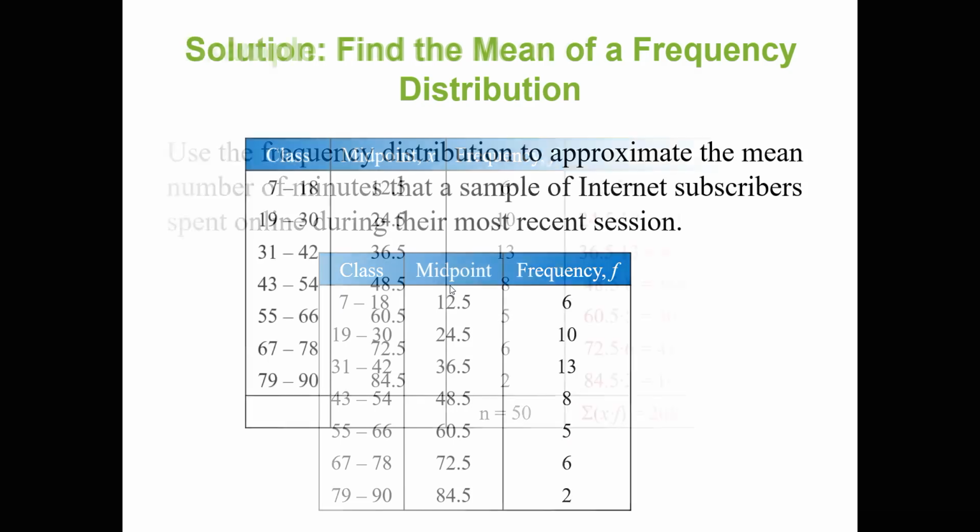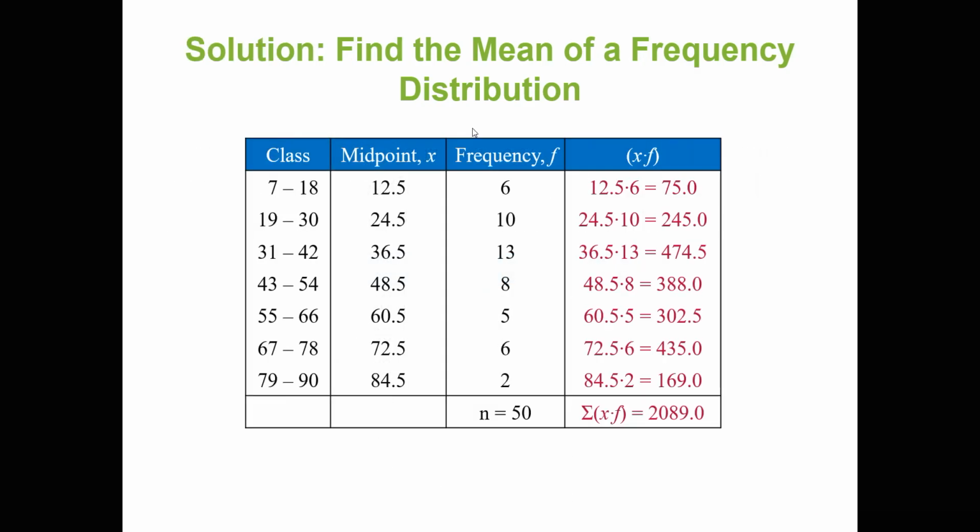Now, that's a very straightforward operation, because all you need to do is multiply the frequency by the midpoint. The midpoint is your x. So you are multiplying the frequency by the midpoint, and whatever it gives you, you will sum it. Once you sum it, you have to divide it by your n. In this case, the n, or the sample size, is 50. This is the summation of the product of your midpoint and your frequency. It gives you 2089.0, and you divide it by 50, and there you go.